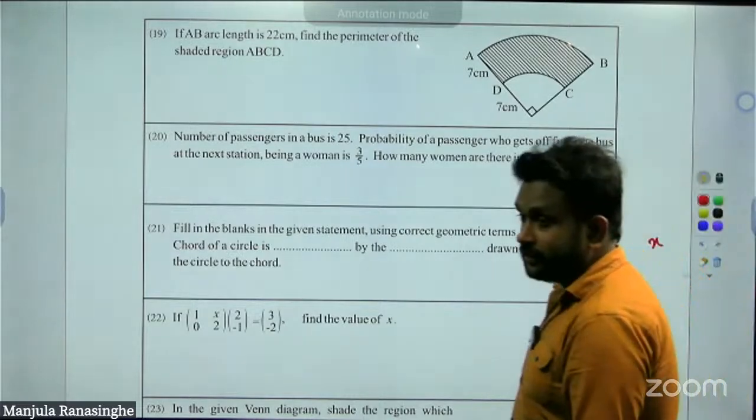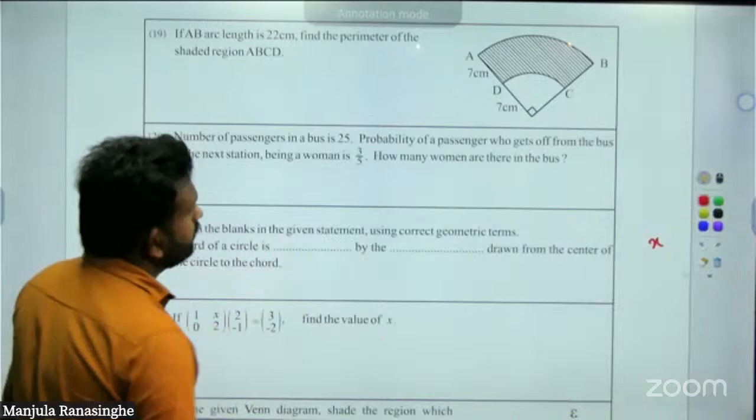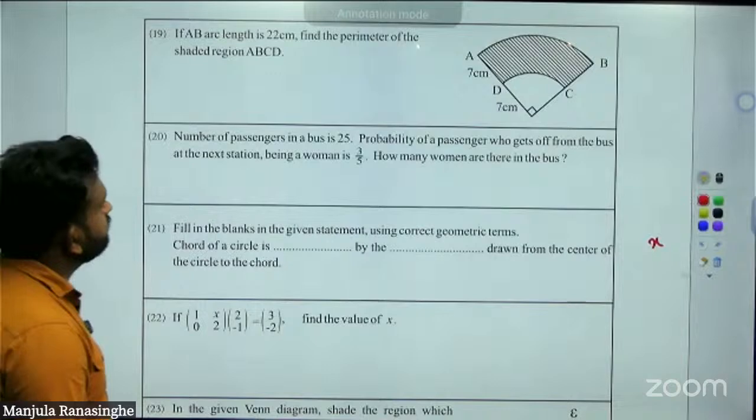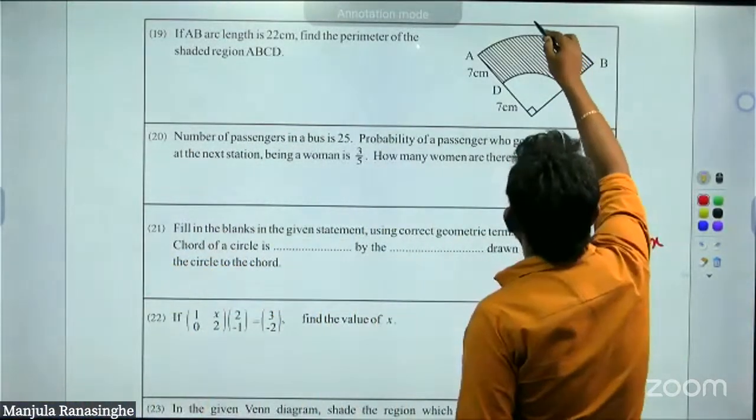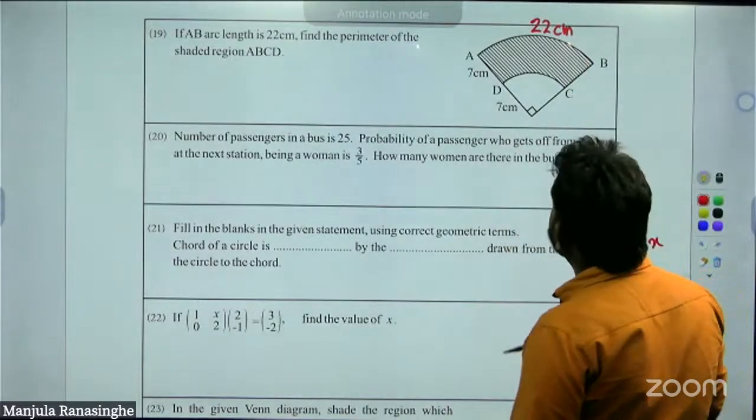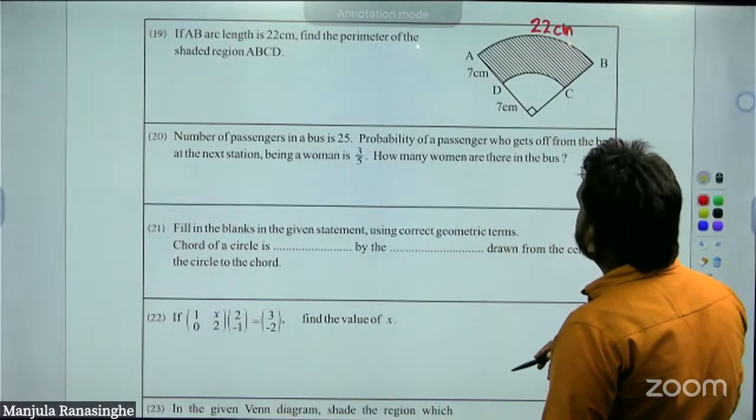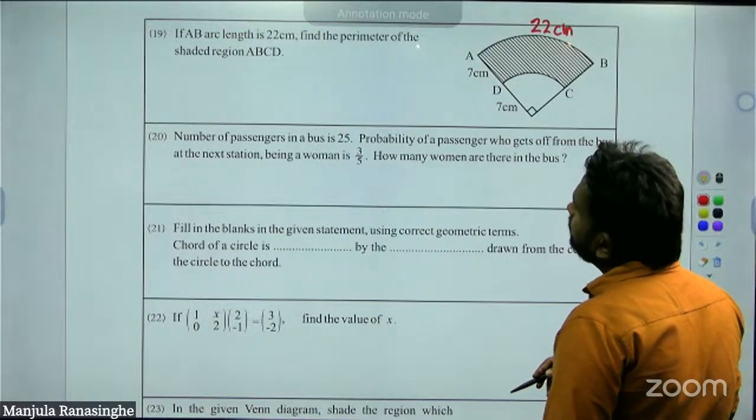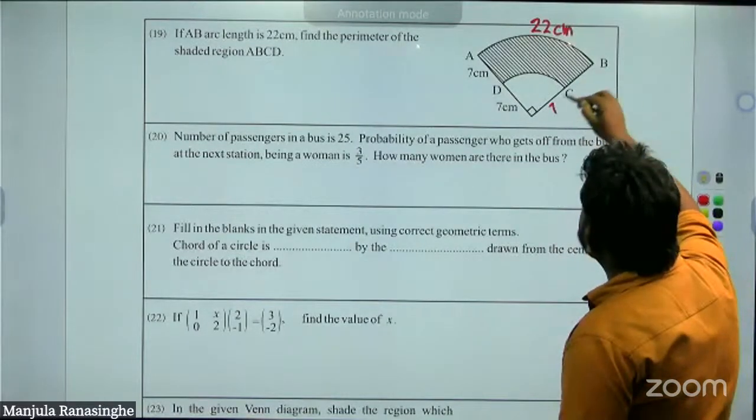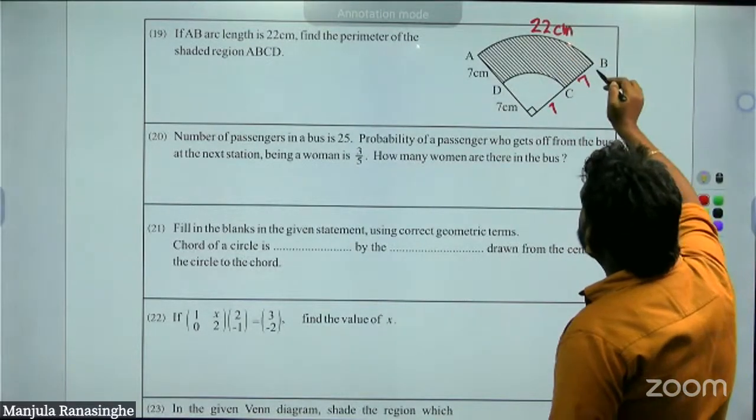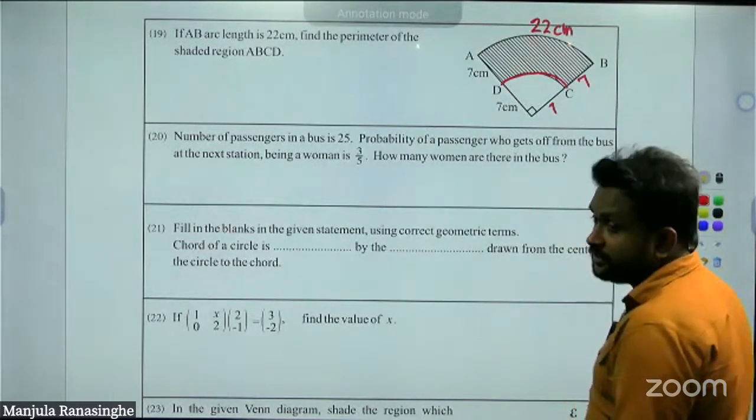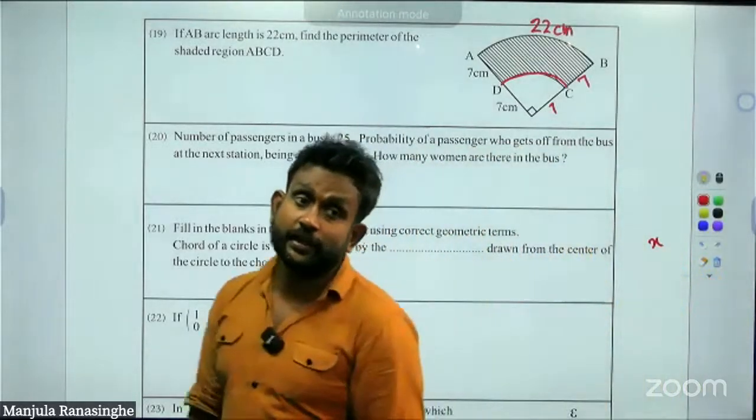Right. Question number 19, see there. Here good questions are there and it is a very standard paper. If the AB arc length is 22 centimeter, find the perimeter of the shaded region. Perimeter, right. Now you can see directly the AB arc length is this one, and here 7, here also 7. So to find the perimeter, you require the DC arc length. So how to find the DC arc length?